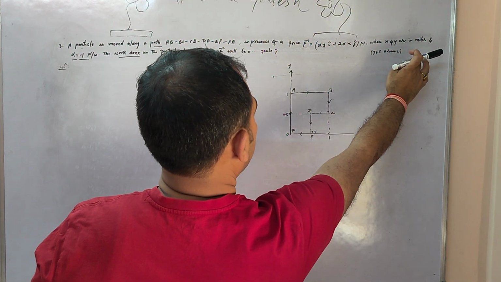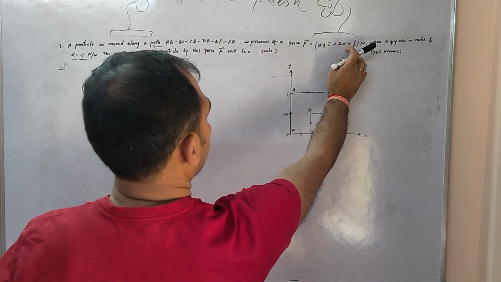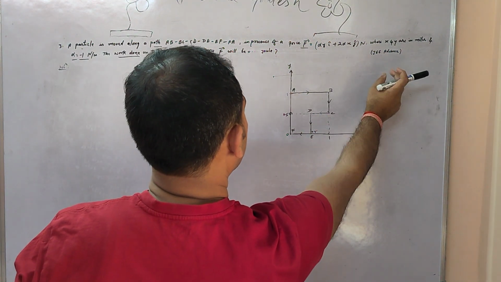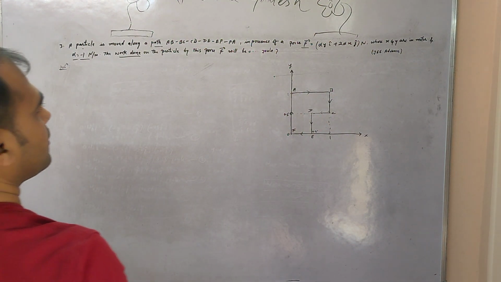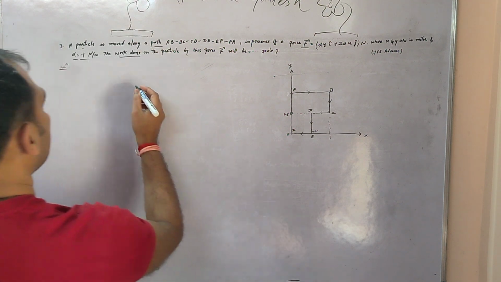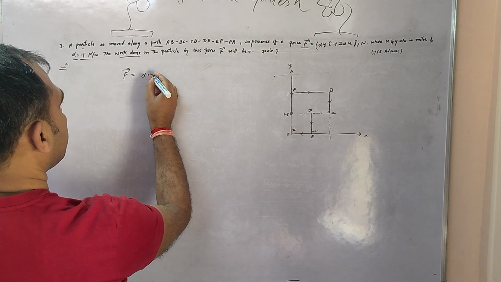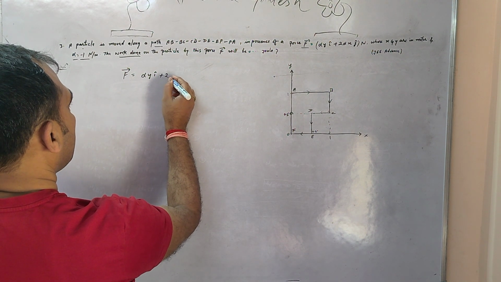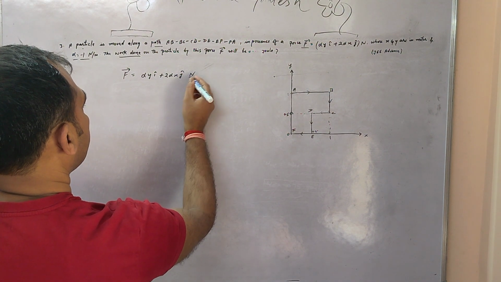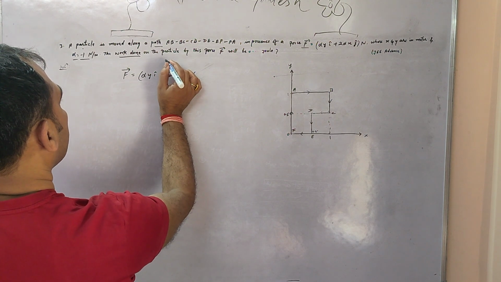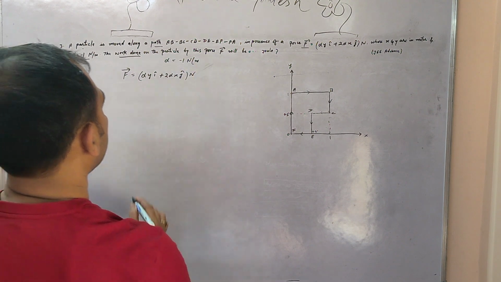where x and y are in meter. So F is a function of x and y, and value of alpha is given this. So force is given, F is equal to alpha y i cap plus 2 alpha x j cap Newton, and the value of alpha is minus 1 Newton per meter. Okay.